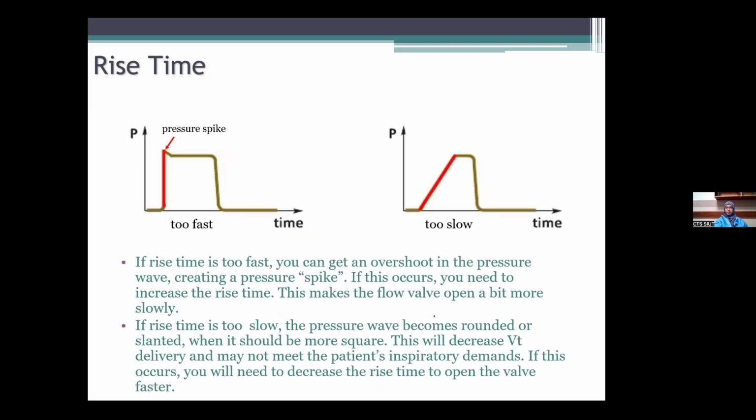So if the rise time is too quick, you might appreciate this wave on a pressure time scalar. And if the rise time is very, very slow, then you would be able to observe this slow rise. You will find this slow accelerating waveform on the pressure time scalar.